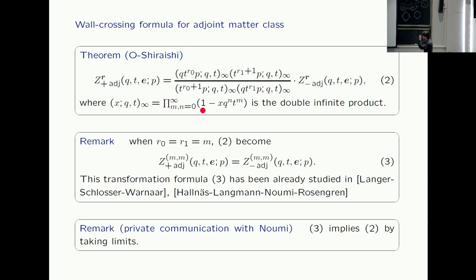Then I want to remark that when the framing is equal, this theorem becomes an equality of the two series. And this transformation formula has already been studied by Langer, Schlosser, Warnaar, and Hallnäs, Langmann, Noumi, Rosengren. And I learned from Noumi-san. So this equation implies the above equations by taking limits.